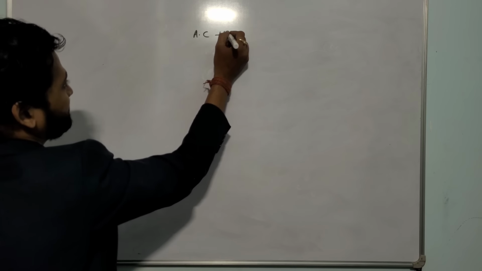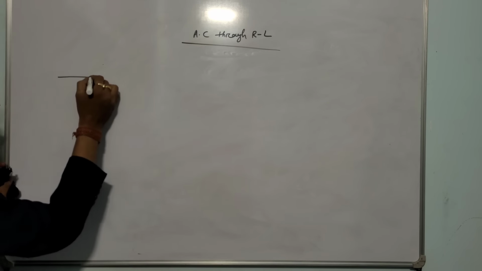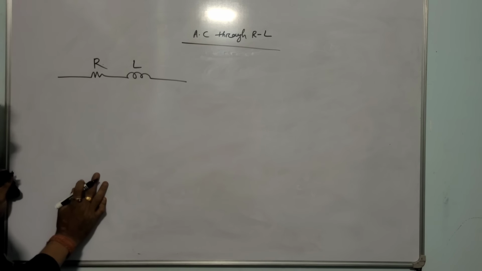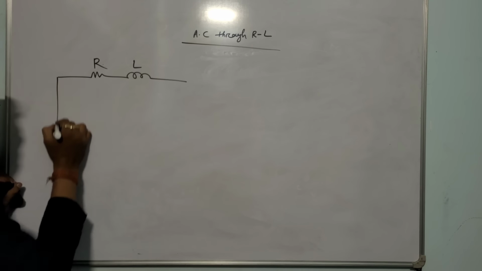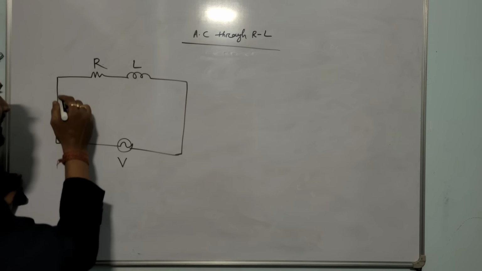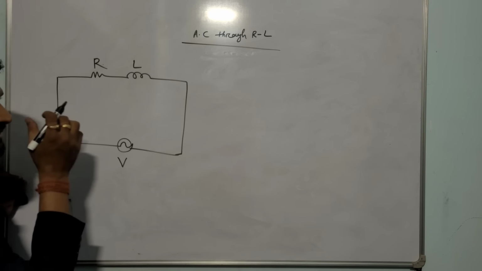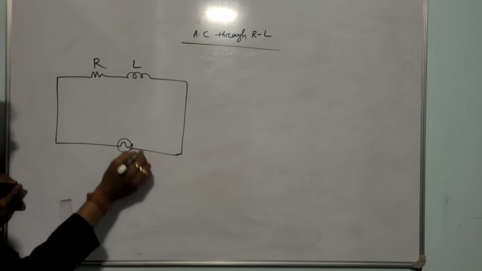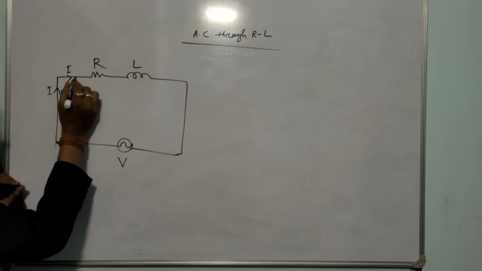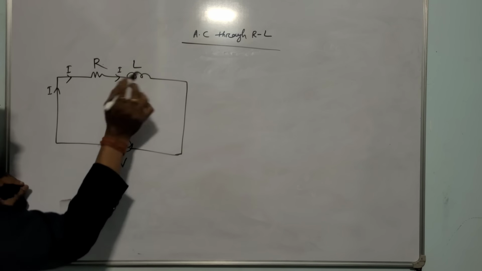So next is AC through an RL circuit. See, it is very easy. We take an RL circuit, resistance R, inductance L. R and L are both in series, and AC supply is given, whose voltage is V. We will find out the expression of current, impedance, power factor and power. Let AC current flow from that supply. Here current is I. Since it is a series circuit, the current through R and L will be the same.